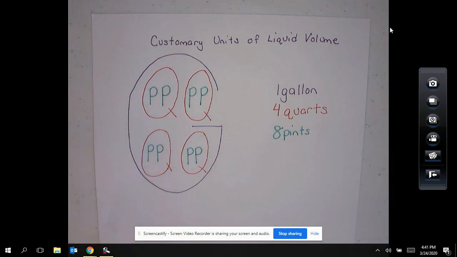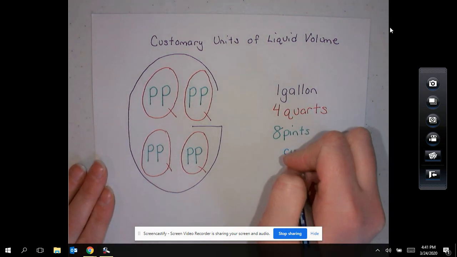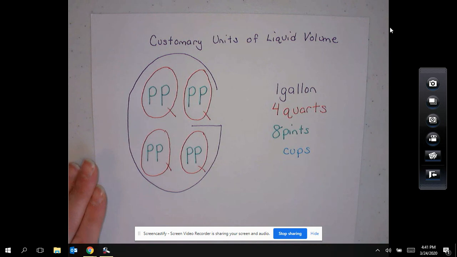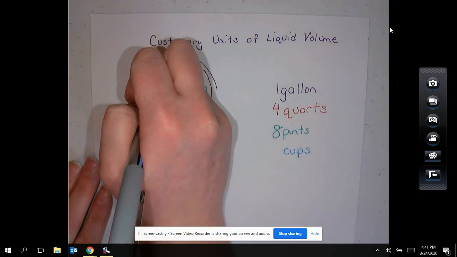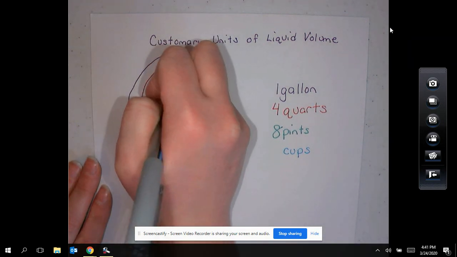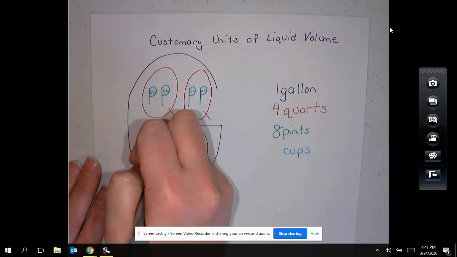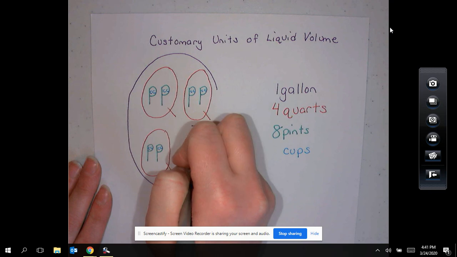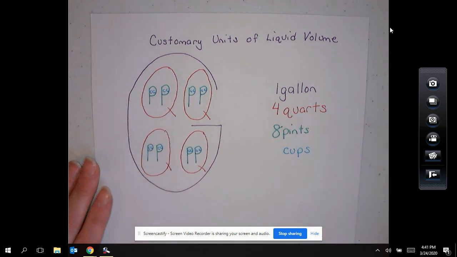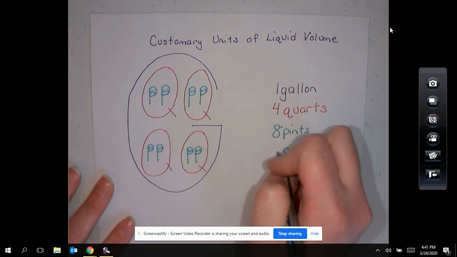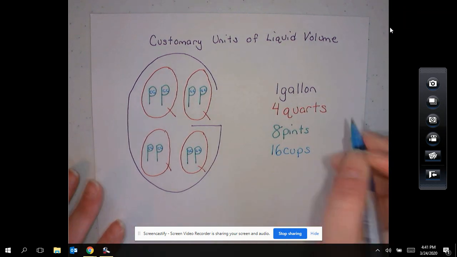Lastly, our last smallest unit is cups. Each pint gets 2 cups, so we get 2 C's. If we count those C's for our cups, we now have 16 cups.